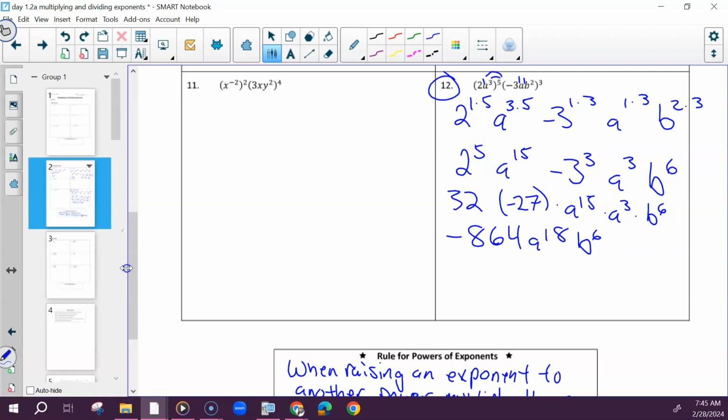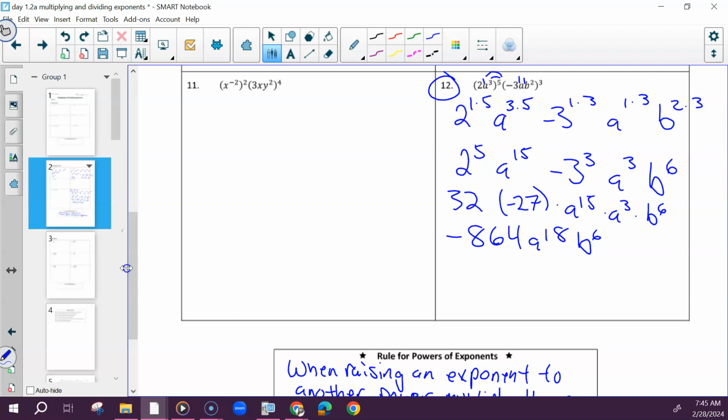Questions on that one or other questions on this page? Wait, how did we get 32? 2 to the 5th. Oh, never mind. Well, how do you get negative 27? Negative 3 to the 3rd. I just rearranged these two. So if you put in your calculator negative 3 to the 3rd power, you'll get negative 27. Wait, then where did a to the 15th come from? Oh, next to it. So we multiply this to get this, and then we switch these two.